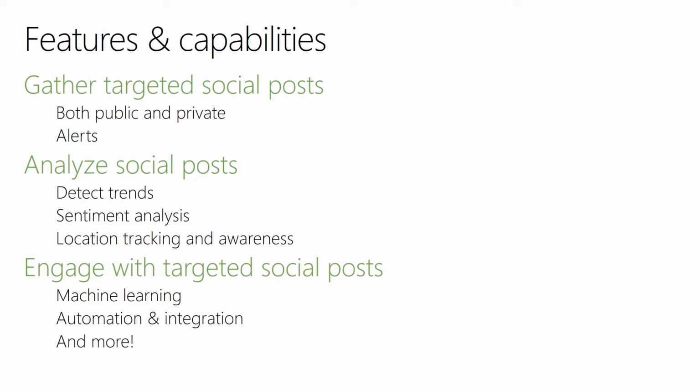We can analyze all of this information. It's great if we can gather this, but now what do we do with all of that data? We can detect the trends, positive and negative. We can detect the sentiment. We can worry about location tracking and awareness. What if our product has a different reputation in different locations? And then we can engage with those targeted social posts. We have the machine learning capabilities to continue to make our sentiment analysis more and more accurate. We have the ability to add automation so that we know if something is a new lead in our Dynamics organization or if it's a customer service case, and so much more.